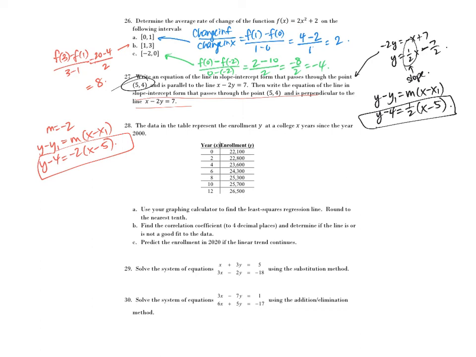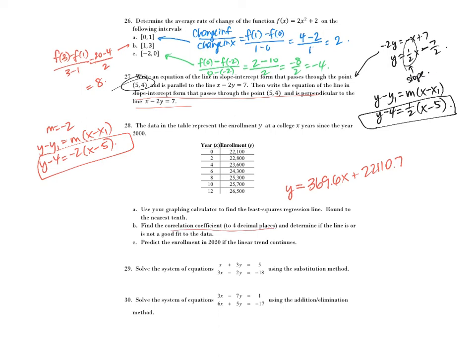Number 28, the data in the table represent the enrollment at college X years since 2000. So I entered all of that data into my calculator. I did stat, calculate, the linear regression, and I got this regression line. Y equals 369.6 x plus 22,110.7, rounding to the nearest tenth.